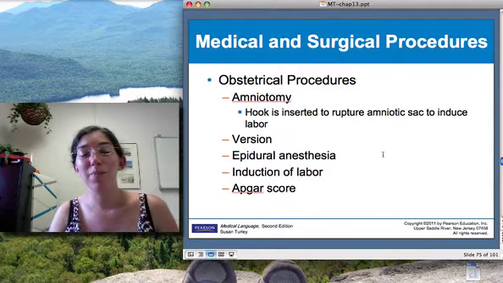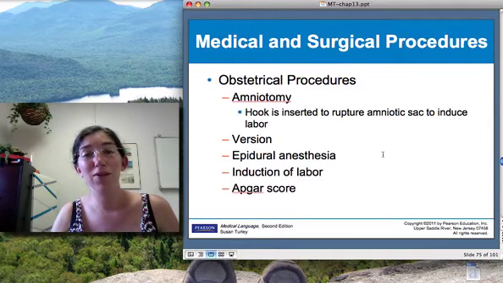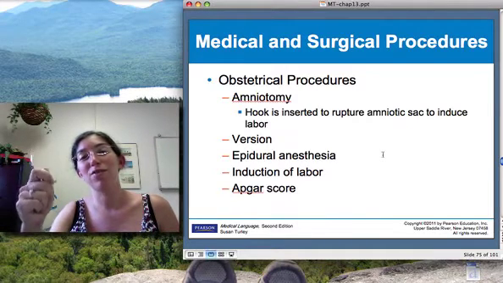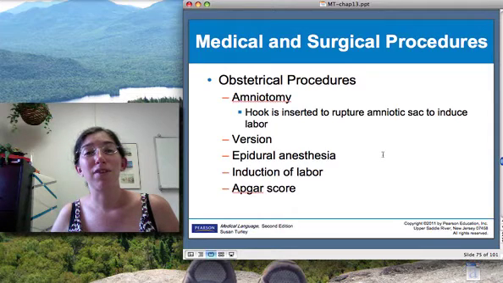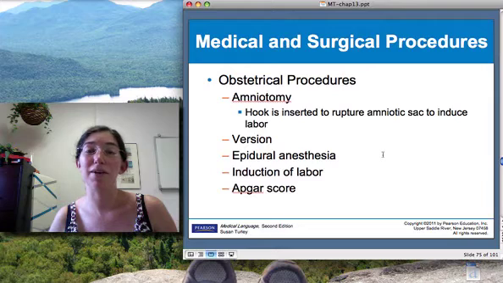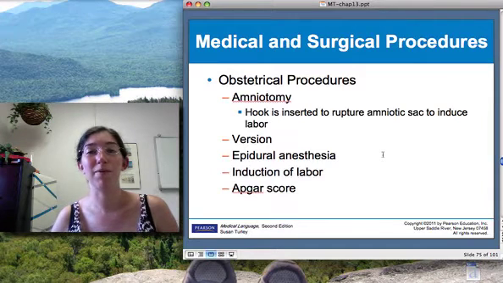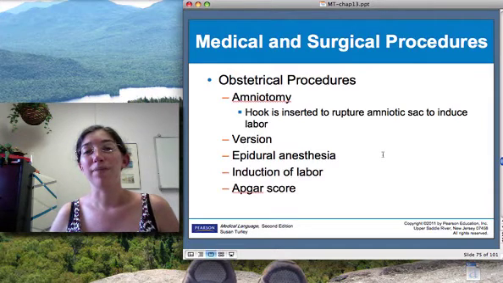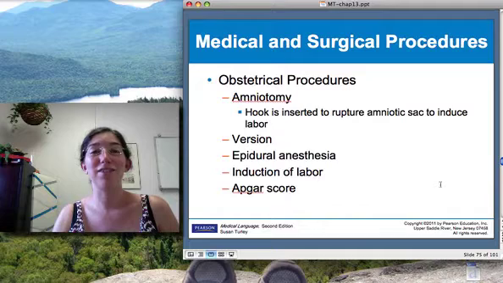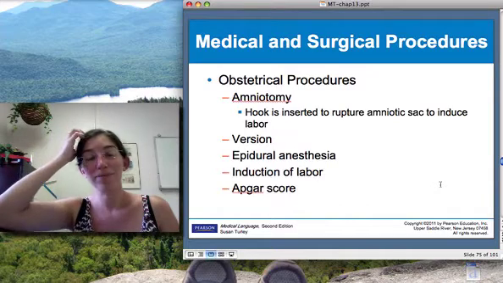Amniotomy would be a procedure to manually rupture the membranes to break somebody's water. Literally sticking a hook or some kind of sharp tool to rupture the amniotic membrane, usually to speed labor along if labor has stalled, or just to speed it along, or induce it. It is a way to induce labor that has stalled.